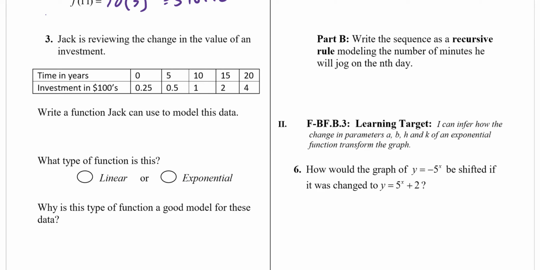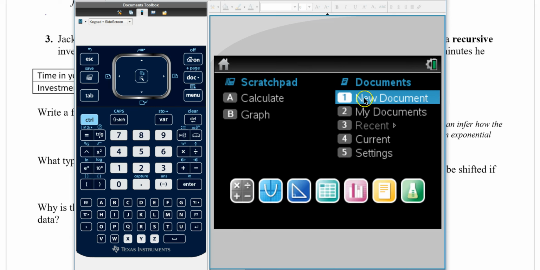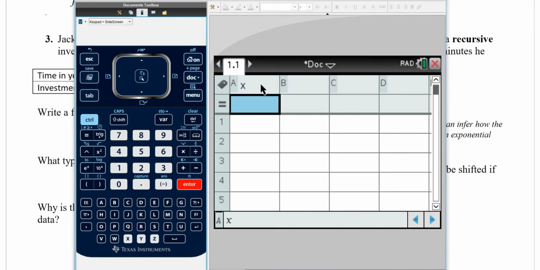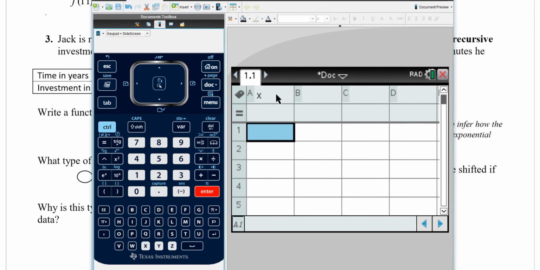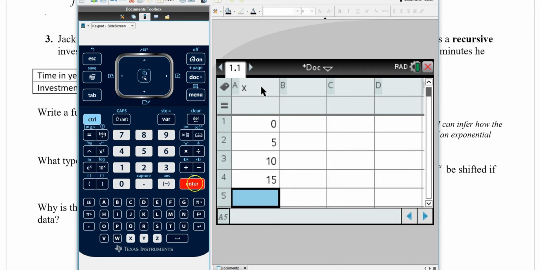Well, it's either going to be linear or it's going to be exponential. So when I look at this, easiest thing to do, like we talked about in class, is go to my calculator. I'm going to make a new document. I'm going to do a list, and I'm going to type in my x values: 0, 5, 10, 15, and I forget what that last one was. I don't really want to go back to it, so we're going to go to 20.